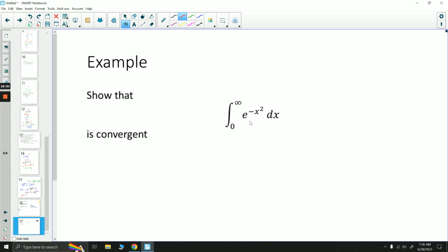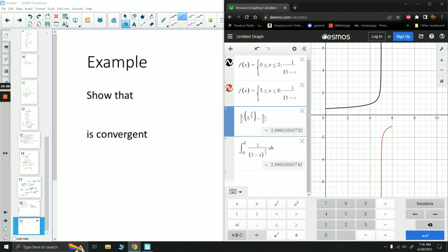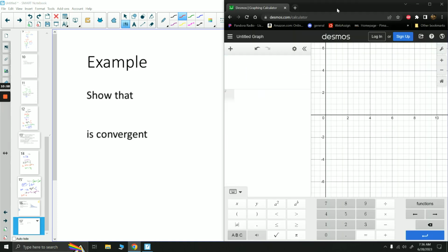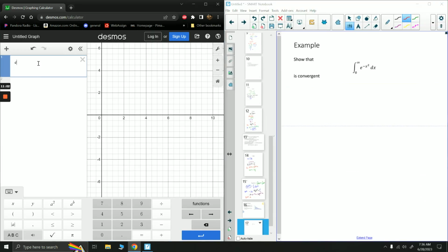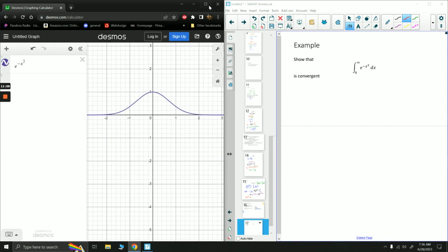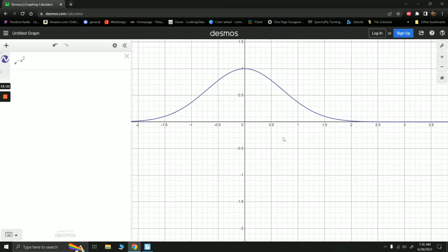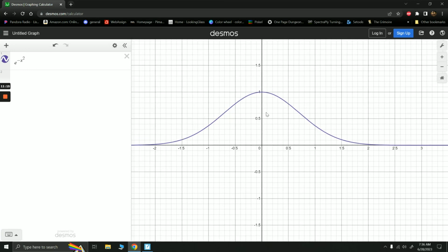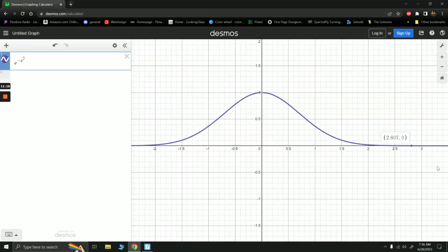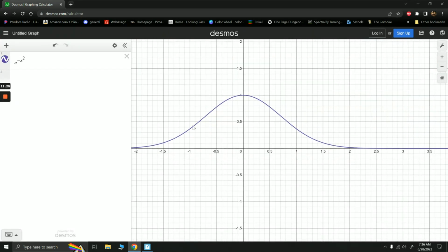However, it does exist, like the integral of this thing does exist. So let's go ahead and take a look at this thing. So first of all, we'll take a look at the picture of it, or the graph. E to the negative x squared. All right, so if you notice, this is actually a pretty nice little graph. It looks essentially like a normal distribution. We have a nice bell curve here.